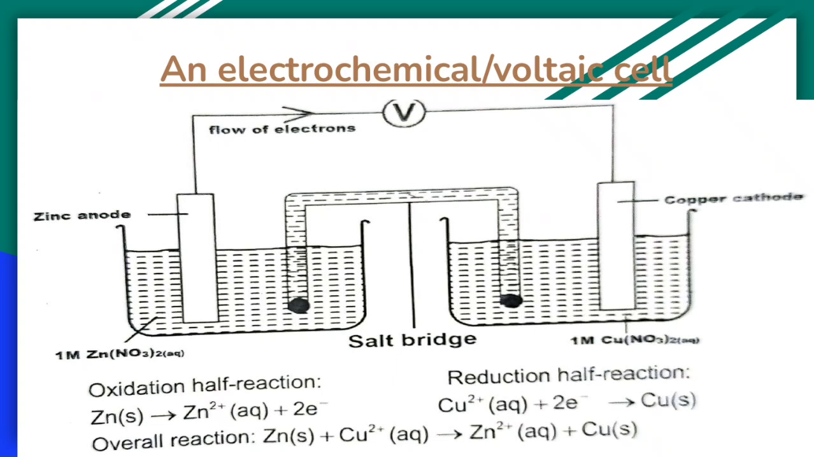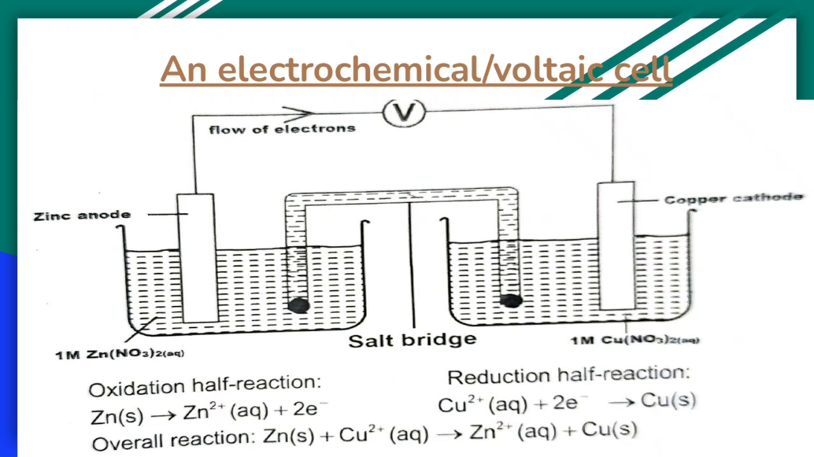Now, the two half cells are joined together using a salt bridge. We shall talk about the salt bridge. Then we also have the metal rods connected using connecting wires. And the flow of electrons is from the left-hand side to the right-hand side. Therefore, the more reactive metal is the one which is normally connected on the left-hand side of an electrochemical cell, while the less reactive metal is on the right-hand side.